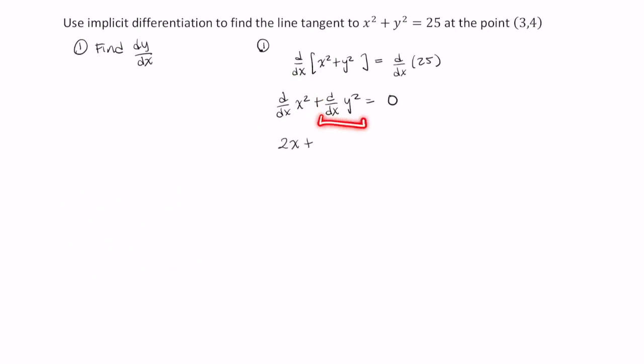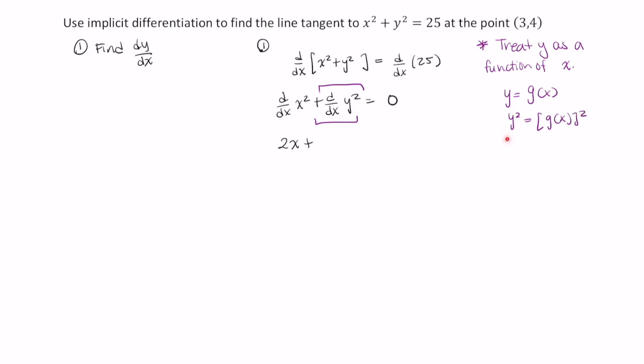Now, this one requires a little more thought. So let me write a little note here. We are treating y as a function of x. In essence, what you're doing is applying the chain rule. Let y equal some function of x, and we don't know what it is. Then y squared is equal to g of x squared. So now we just need to apply the chain rule here.